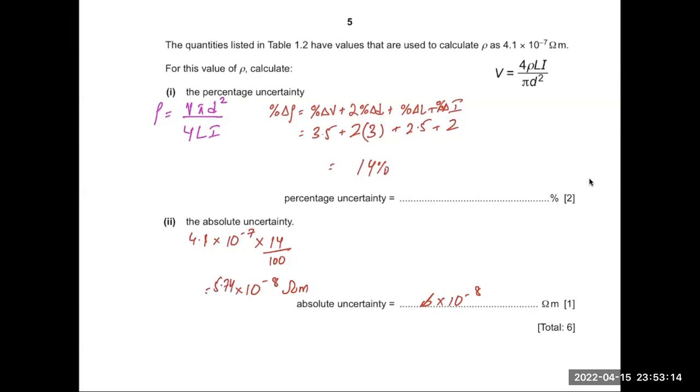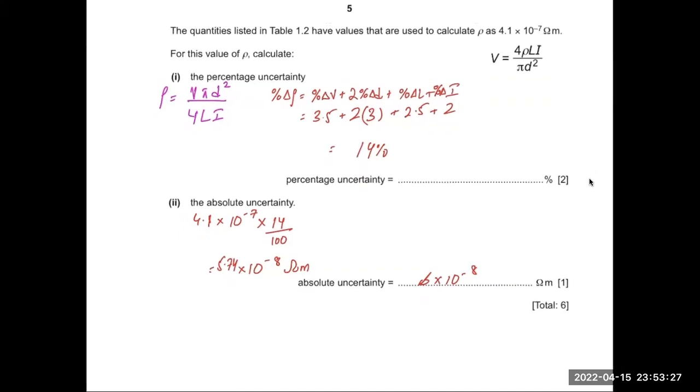Absolute uncertainties are always rounded off to one significant figure. That's why we're writing it as 6 into 10 raised to the power minus 8. And if they ask us to write the value of rho along with its uncertainty, this is how we'll write it. We'll say 4.1 plus minus 0.6 into 10 raised to the power minus 7.